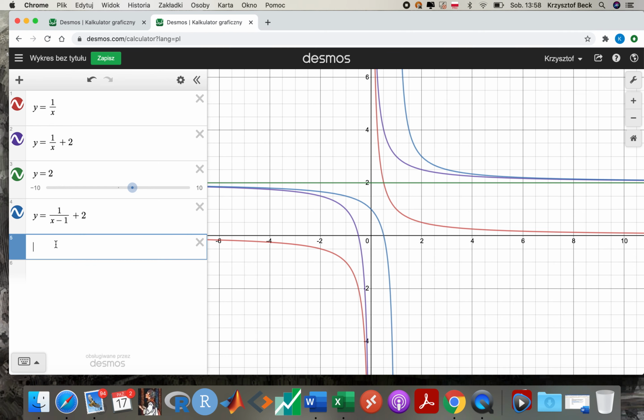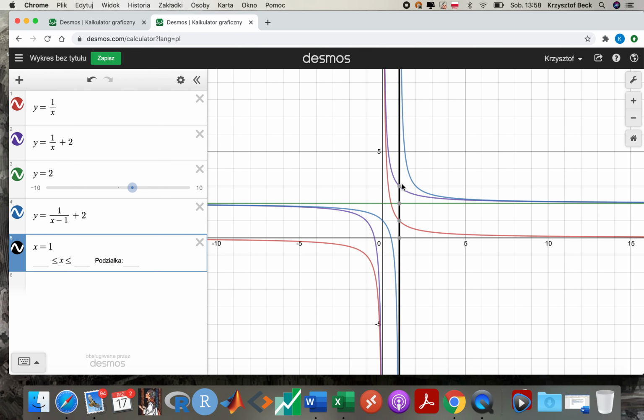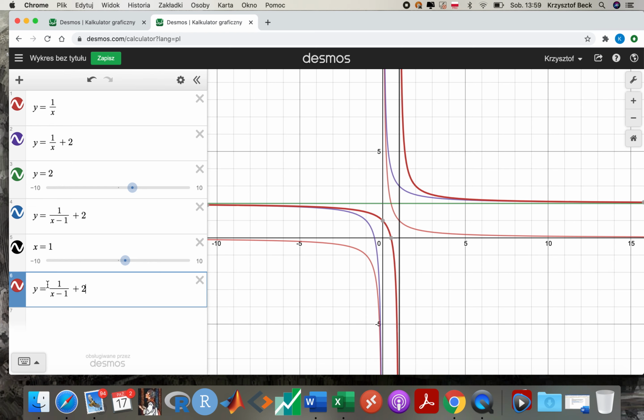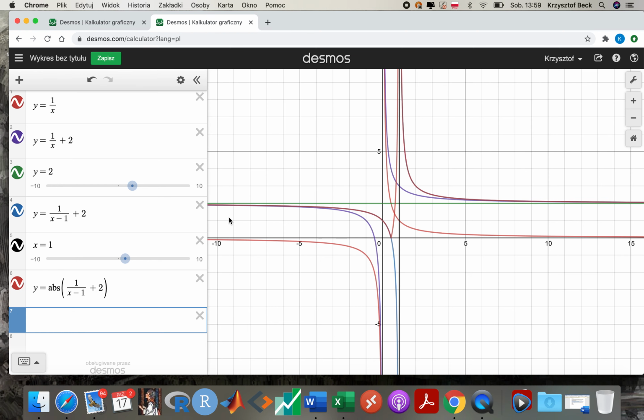This time, remember, it's going to be x equals 1. This is not a function, but we can use this formulation as an asymptote. And again, as you see, we can actually check all the points. What else can we do with this function? Well, we, for example, can take it and put absolute value on it. Okay, how will this look like?